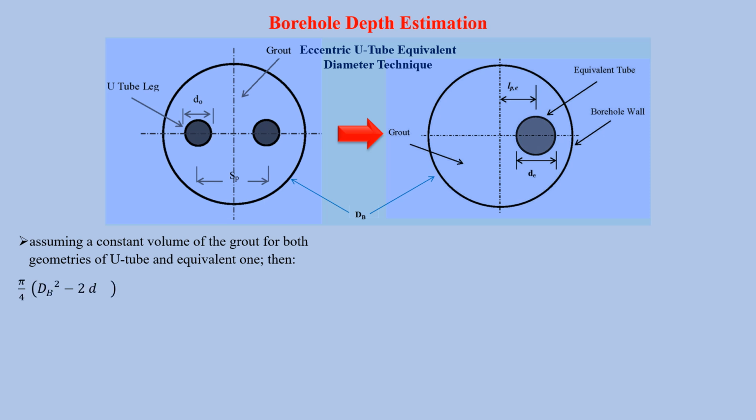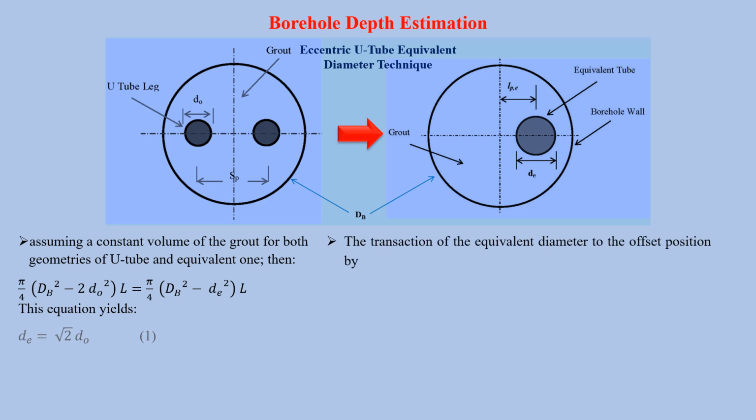So this assumption will produce the equivalent diameter of the tube to be square root of 2 times d naught, as represented in equation number 1. And this equation has been derived by many investigators in the open literature and can be found even in the reference of the present correlation.